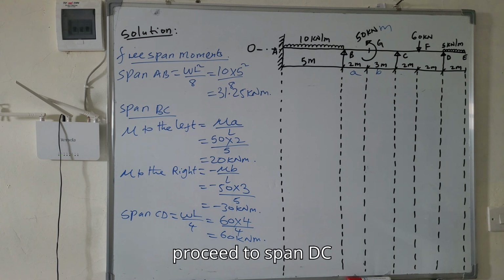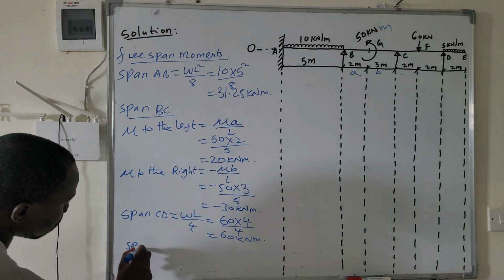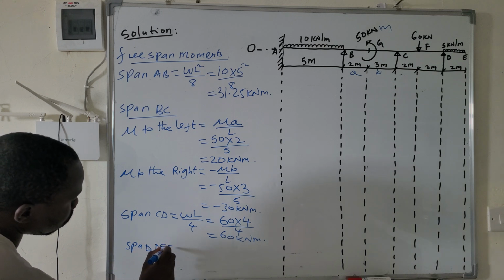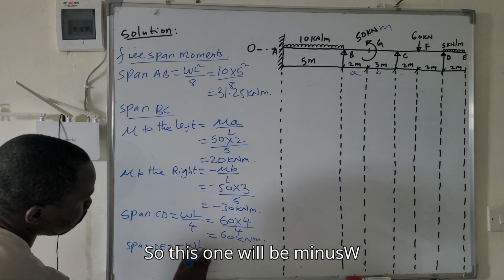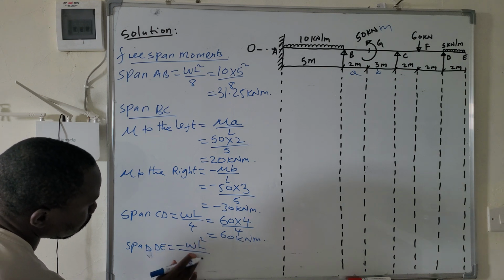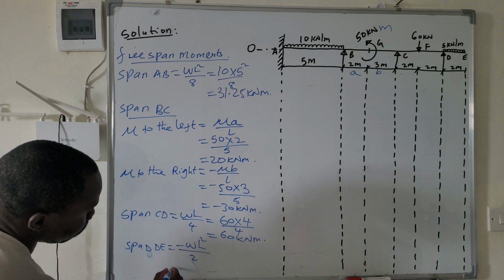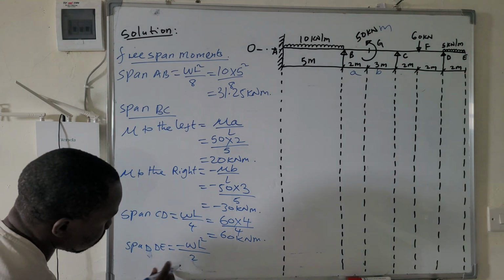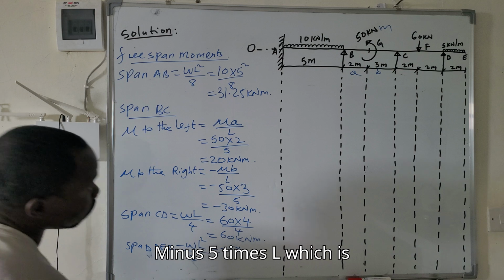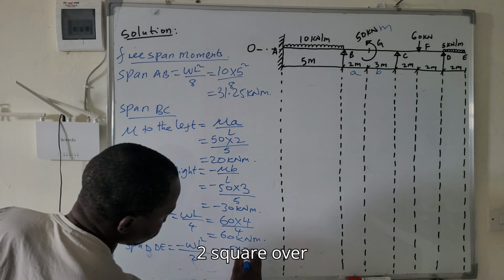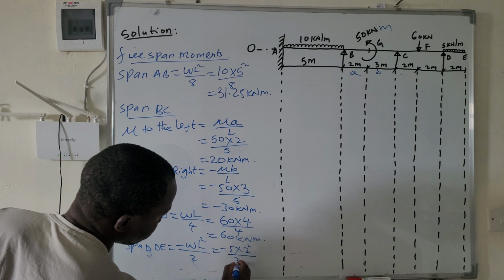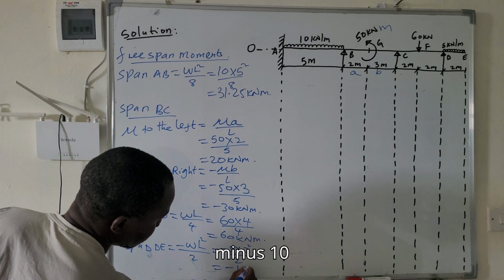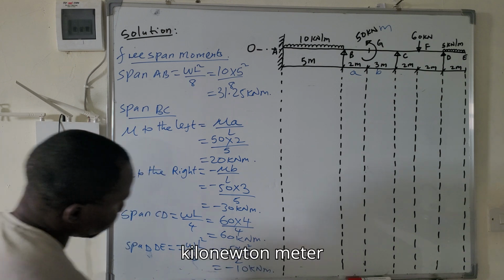And then we proceed to span DE. So this one will be minus WL squared over 2. So it will be minus 5 times L, which is 2, squared over 2. So this one will be minus 10 kilonewton meter.